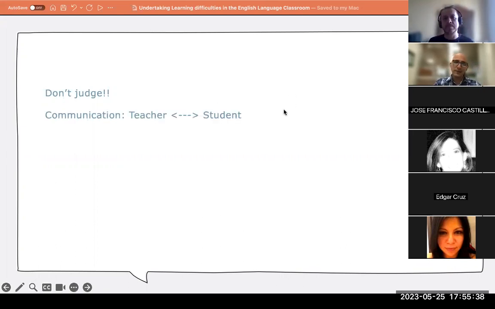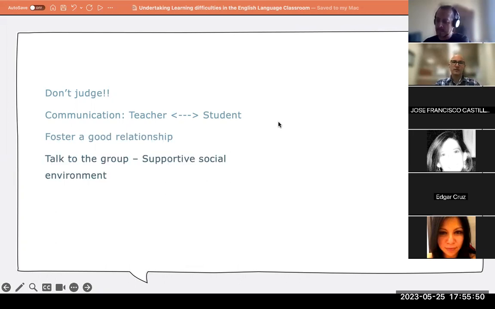Please open the communication channel. Communication should go both ways. Listen more than you speak to your student. Foster a good relationship with not only the student, with everybody, even your colleagues. Very important: the social environment. Students tend to be mean. They can be pretty mean.